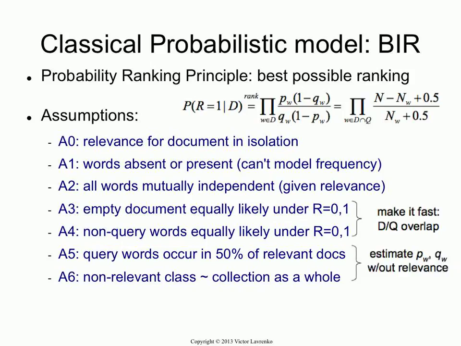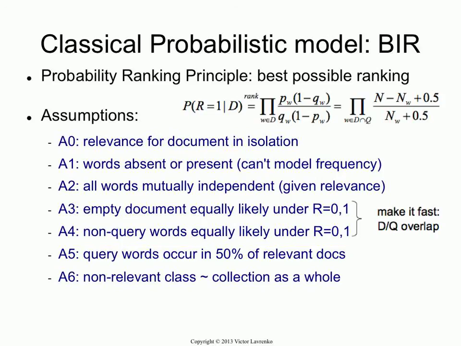And then we sort of were left off at this stage where we had to estimate the PW and the QW, right? PW is probability that the word W occurs in a randomly picked relevant document. QW, probability that it occurs in a randomly picked non-relevant document. Of course, we don't have examples of relevant and non-relevant documents. If we did, we don't need these assumptions. We just compute the maximum likelihood estimates. But if we don't have examples of relevant and non-relevant, we have to make some assumptions.